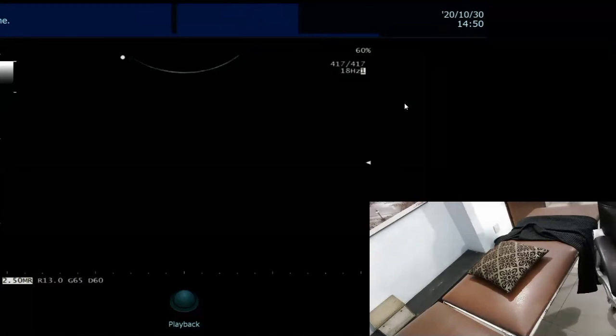So we are going to start a growth scan of around 29 weeks fetus.